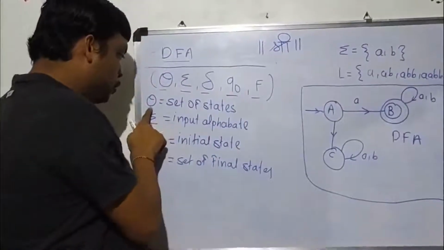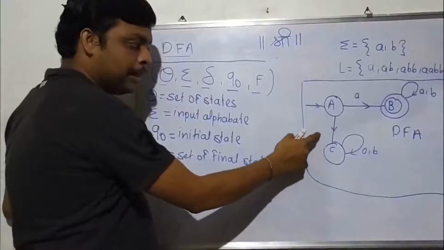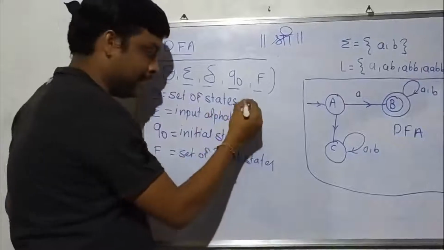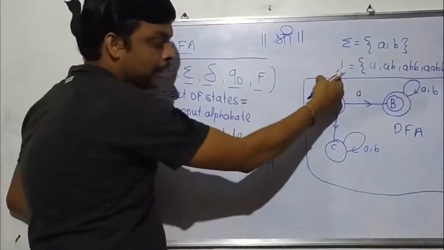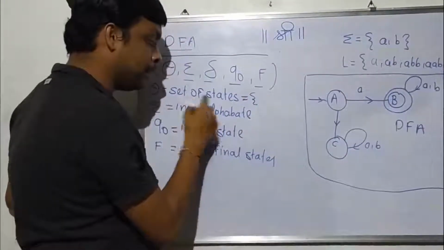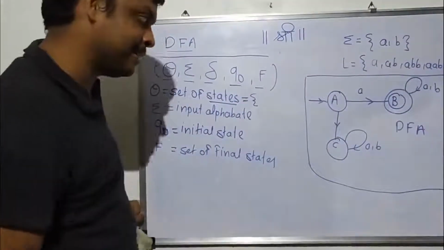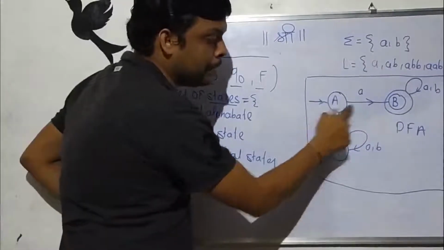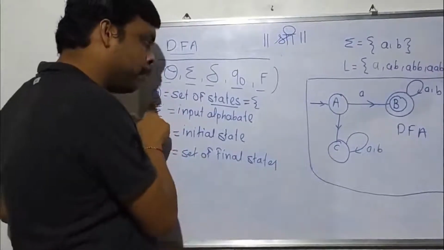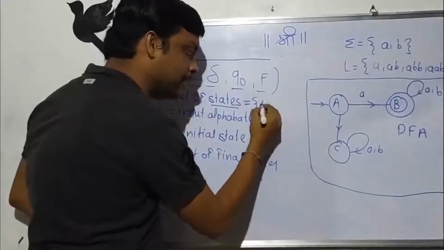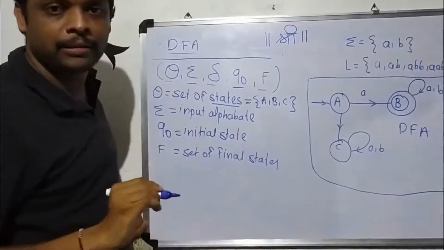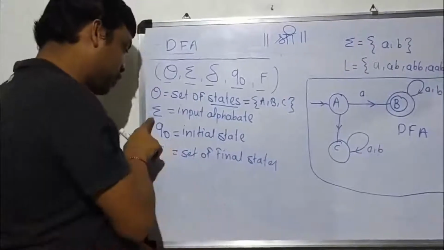So for this particular DFA, what will be Q? Q, I said, is a set of states. So for this particular language, what will be the value of Q? It must be a set, and a set of what? States. In my last session I said, what are the states here? A, B and C, they are called states. So what will be the value of Q here for this diagram? This is A, B and C. It's very easy.